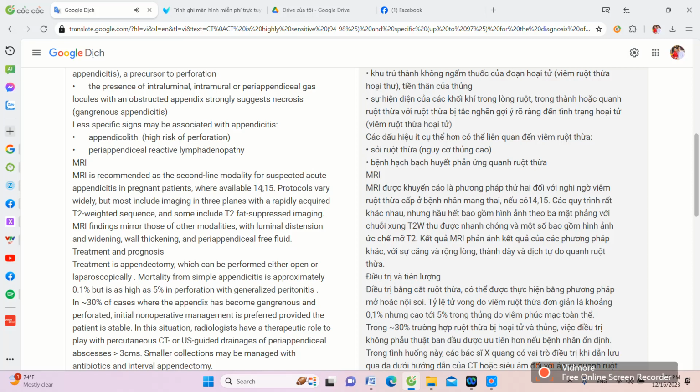MRI is recommended as the second-line modality for suspected acute appendicitis in pregnant patients, where available. Protocols vary widely, but most include imaging in 3 planes with a rapidly acquired T2 weighted sequence, and some include T2 fat-suppressed imaging. MRI findings mirror those of other modalities, with luminal distension and widening, wall thickening, and periappendiceal free fluid.